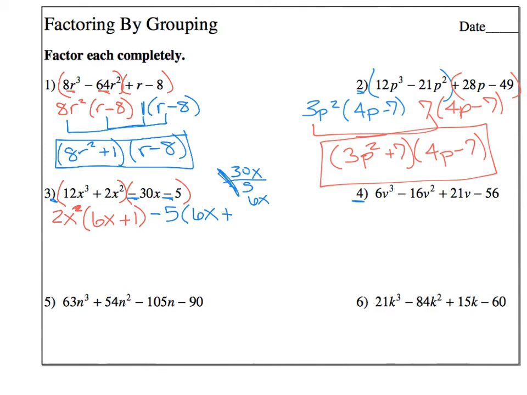All right, and then plus 1, because again, negative 5 divided by negative 5 will give us 1. And why we want to make sure we factor out that negative is because we want these two sets of parentheses to be completely identical. So we want the signs to be the same as well, which they are when we factor out that negative. So our answer is 2x squared minus 5 and 6x plus 1.